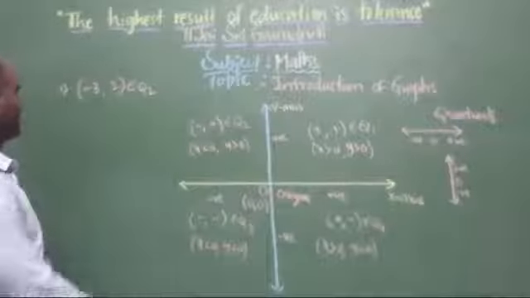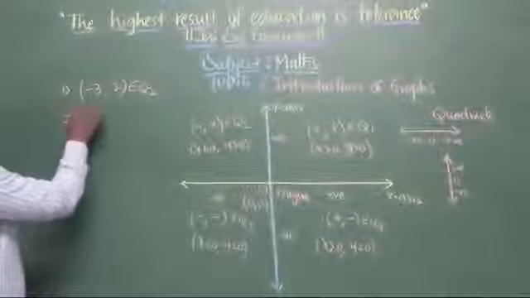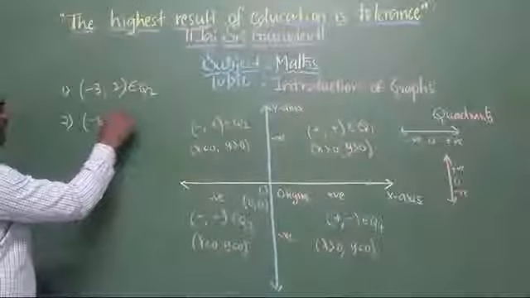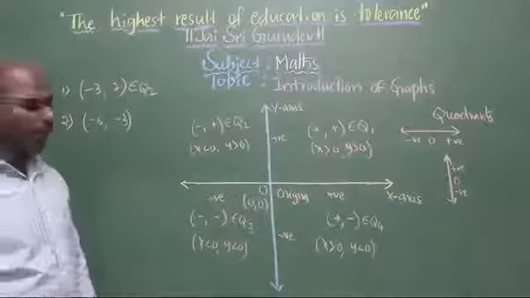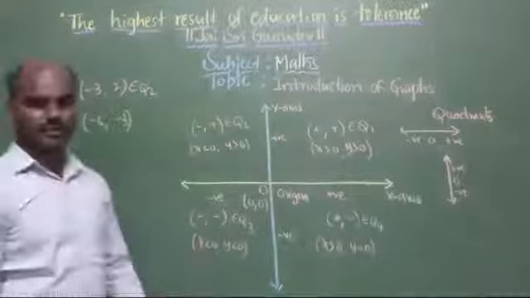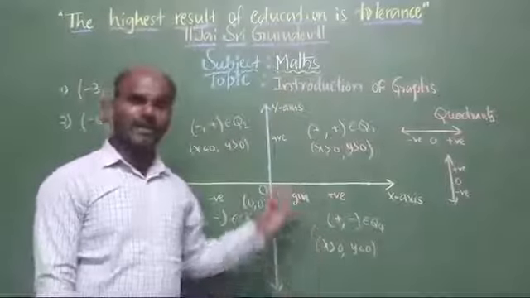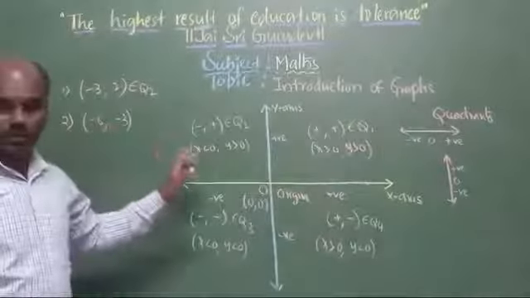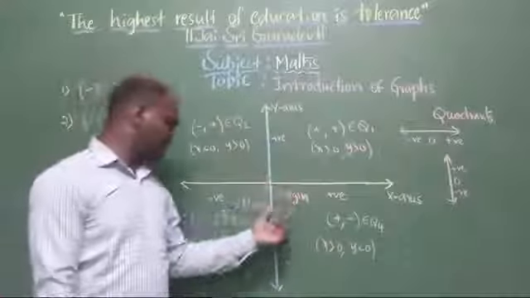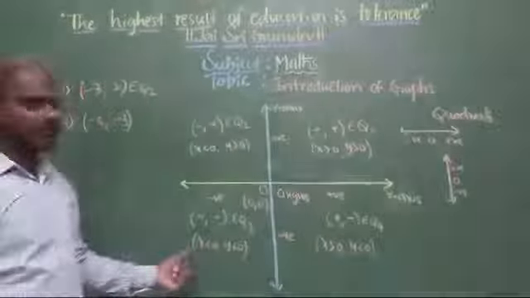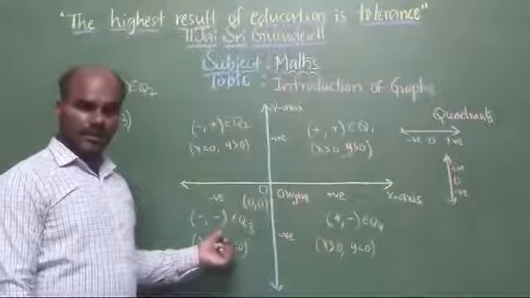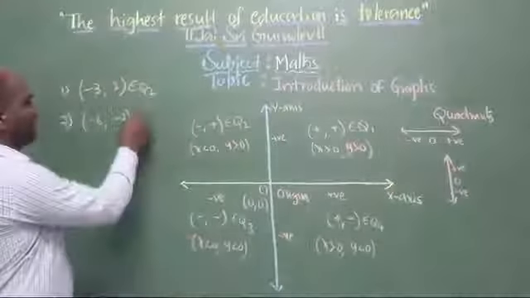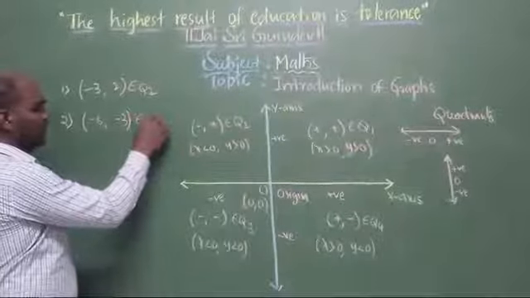The next one we take is minus 6, minus 3. Both values are negative, so it is in the third quadrant. It belongs to Q3.